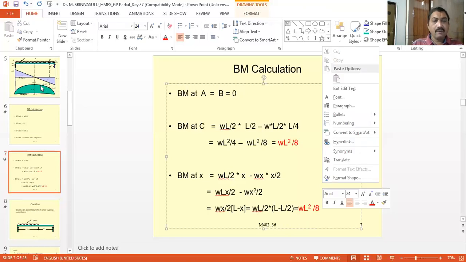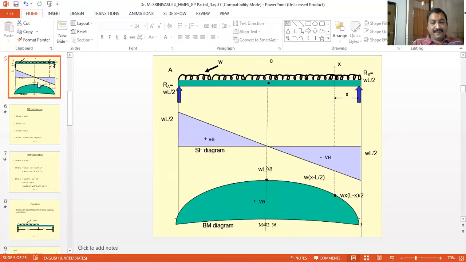Now we have to locate the points here. The bending moment at point A and the bending moment at point B is equal to 0. So at both ends it is equal to 0. And here at this point WL square by 8, and here this is equal to W into x into (L minus x) by 2. So how to generate the curve, that is very important. So we got 3 points. This is one point, this is another point, and this is the next point, and this is some point.